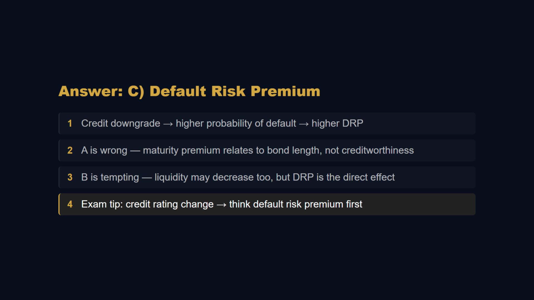If you chose B, there is an indirect argument that downgraded bonds become less liquid. And in practice, yes, the liquidity premium might increase too. But the question asks which premium is most likely to increase. Default risk is the direct and primary effect. Exam tip. When you see a credit rating change, think default risk premium first.